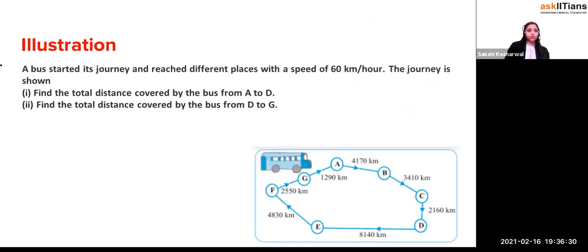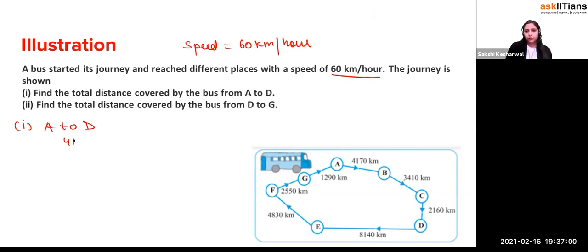Okay, now let's do this question. It says that a bus has started its journey and reached the different places with the speed of 60 kilometers per hour, right? So this is your speed. Speed is what? 60 kilometer per hour. What do you mean by that? That in 1 hour you are going to travel 60 kilometers, right? The journey is shown. The total distance covered by the bus from A to D, right? So bus goes from A, B, C, D. So the first part will be A to D, right?